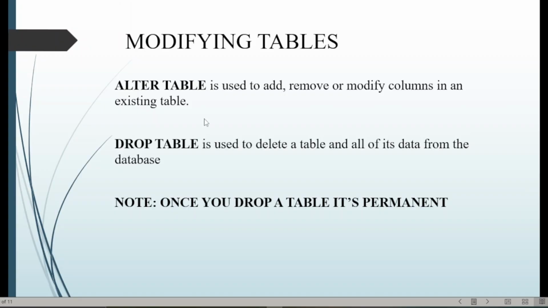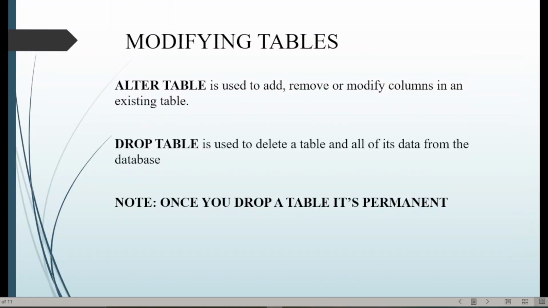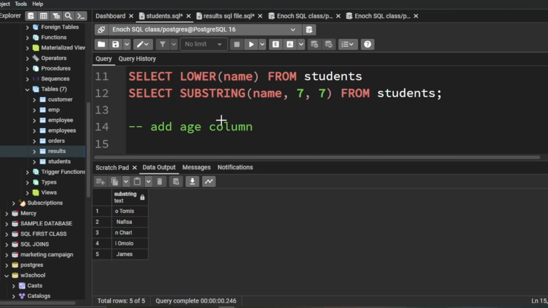We can just come to our PG admin here, and let's say we want to, using alter table, add an age column, the age of the students. Alter is used to add, remove, or modify an existing column in an existing table. So for us to add this age column, we use the alter command, and this is the syntax for it. Alter table, then what's the name of the table? That's students. Then we want to add the age column, like I said, add age.